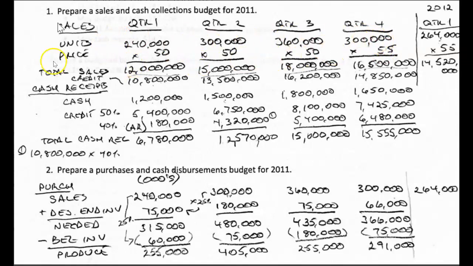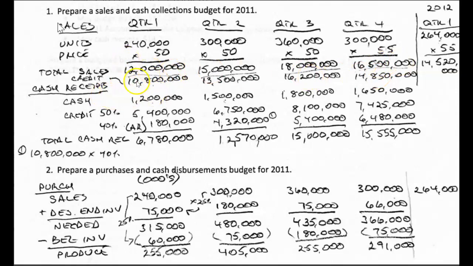So here we've got sales through the first 4 quarters. Our price is $50, and this gives us our total sales. And then they tell us that so much are on credit. So of the total sales, I've got 10.8, 13.5, 16.2, 14.850 all on credit. Then after that we've got our cash receipts. So this would be our total sales.